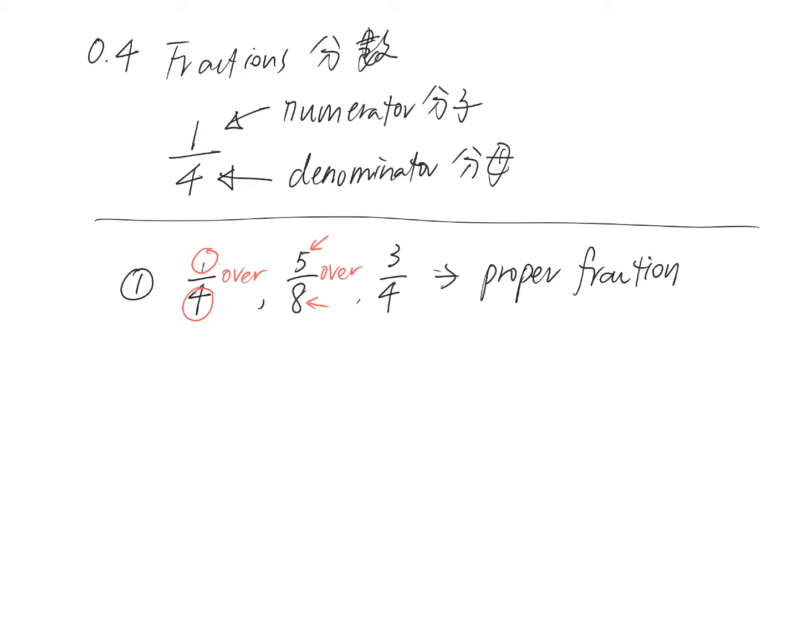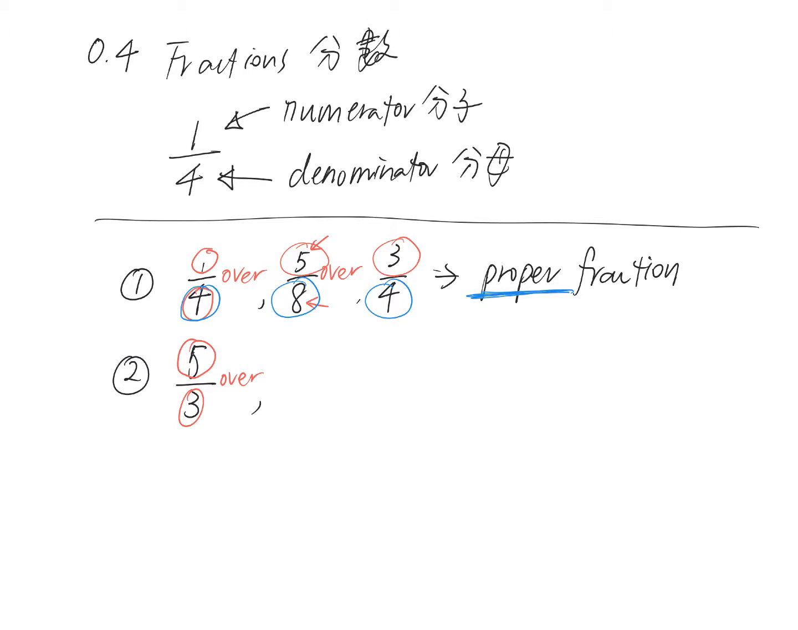Frictions that the numerators are smaller than the denominator, we call them the proper frictions. For second type, if a number like this, how would you pronounce it? To this case, we'll say that this is a 5 over a 3.